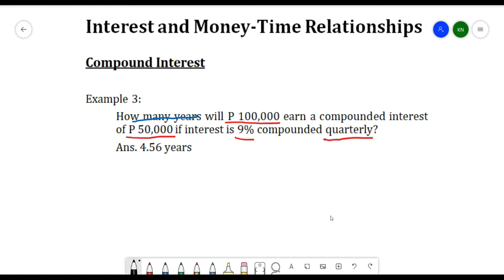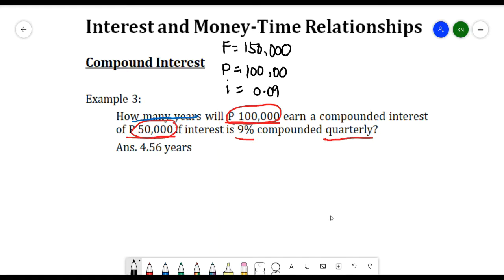Since the person is expecting to have 150,000 pesos, that is 100,000 deposited, and that should earn 50,000 pesos. So meaning to say, the future worth F is equivalent to 150,000 pesos, and the present worth is 100,000. And the I, or the interest, is 9% or 0.09. And since that is compounded quarterly, you need to divide that by 4. Now, what is asked from the problem is to find how many years it takes for the person to get 150,000. So our n here is the missing value, or we need to find the n.